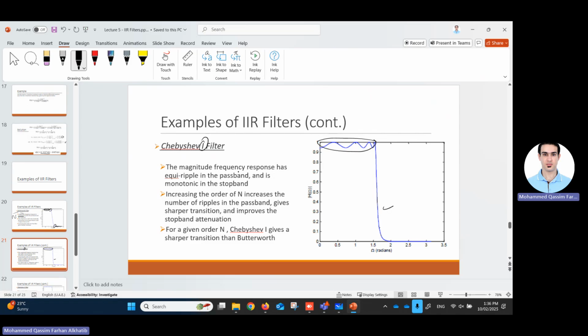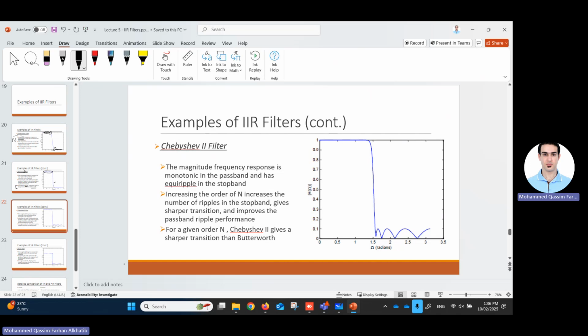So magnitude frequency response has equiripple in the pass band and monotonic in the stop band. Increasing the order of n increases the number of ripples in the pass band, gives a sharper transition and improves the stop band attenuation. For a given order n, Chebyshev gives a sharper transition than Butterworth compared to the previous one. I think these are the statements that are important that you might be questioned on in a multiple choice question in the exam. Like which one has a sharper transition, Chebyshev or Butterworth and so on. So Chebyshev has a better transition.